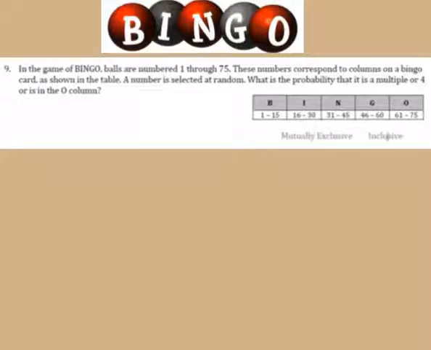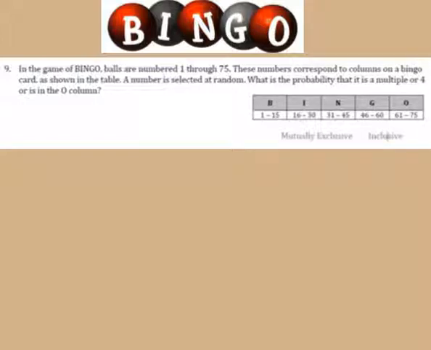Looking at number 9, bingo. In the game of bingo, balls are numbered 1 through 75. These numbers correspond to columns on a bingo card as shown in the table. A number is selected at random. What is the probability that it is a multiple of 4 or is in the O column?